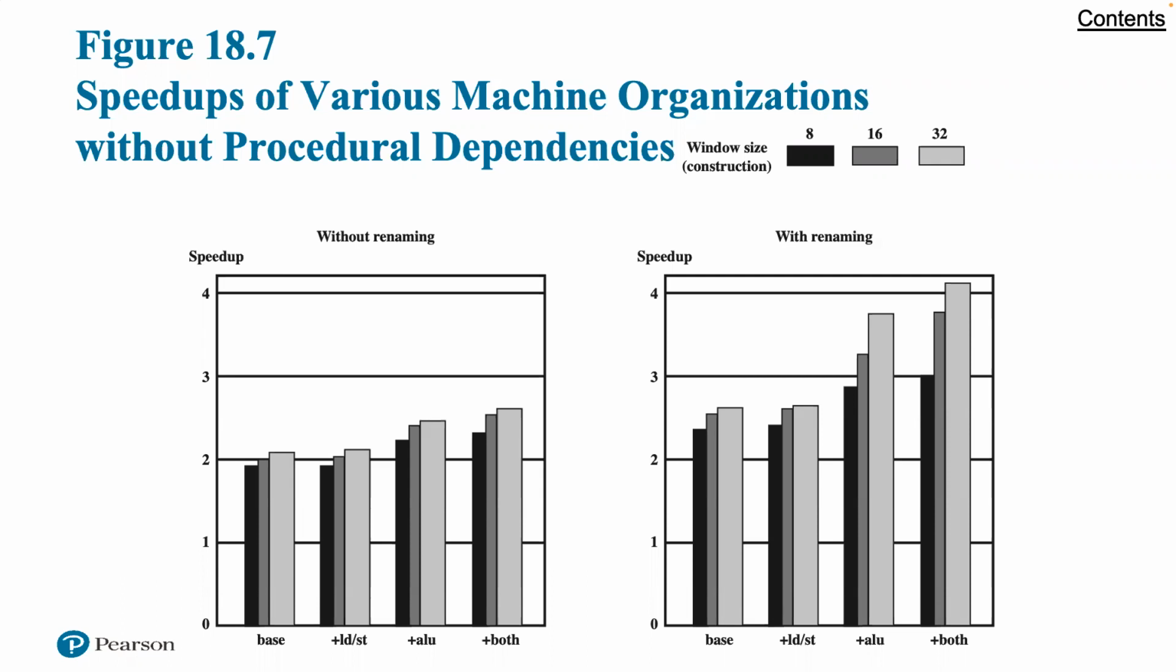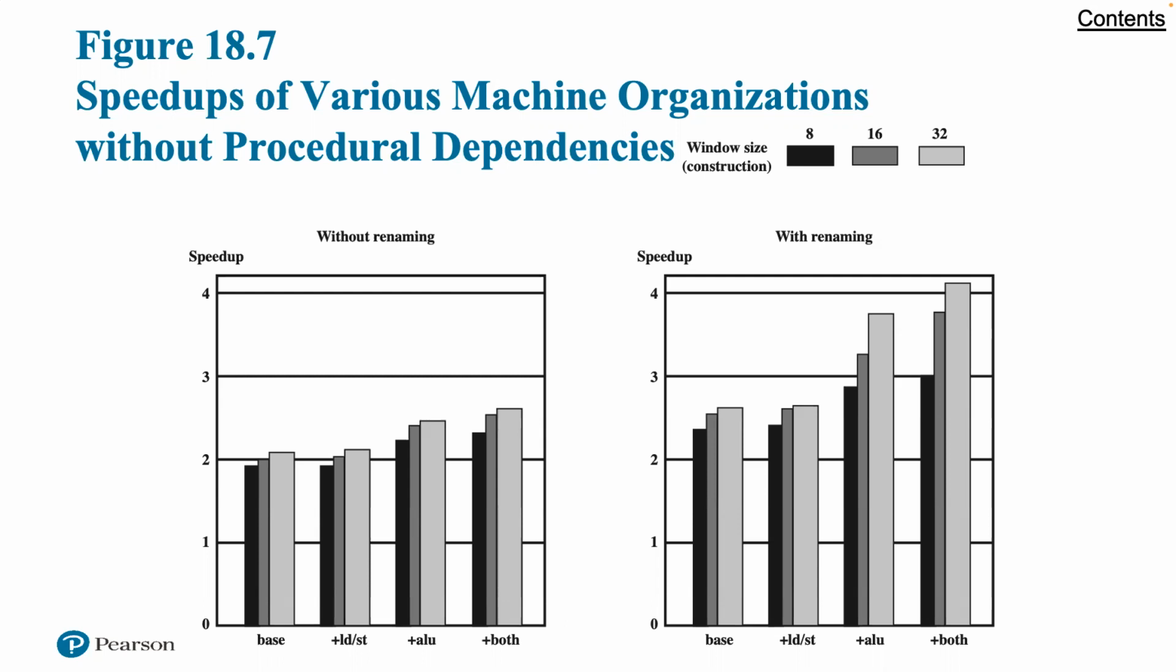One study in the textbook illuminates the relationship among these techniques, and it published its results. The study made use of a simulation that modeled a machine with the characteristics of a MIPS R2000 augmented with various superscalar features. A number of different program sequences were simulated. Figure 18.7, which we're showing here, shows the results.